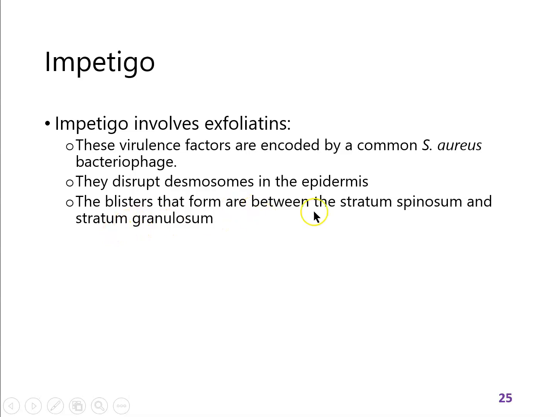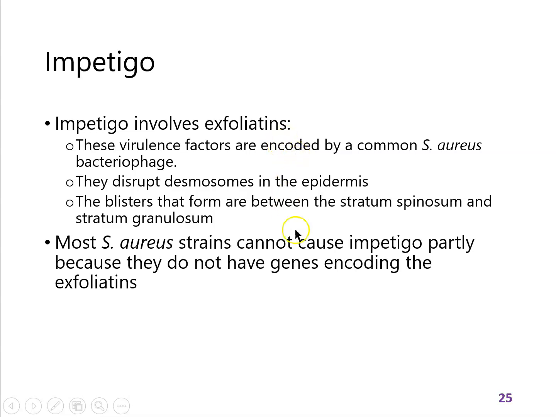And so the blisters form when these two layers start separating from each other, because the strong bonds between the cells start breaking down. And this only happens if the Staphylococcus strain that's infecting the person is infected itself by the bacteriophage that carries these genes. And so, most staph strains cannot cause this.